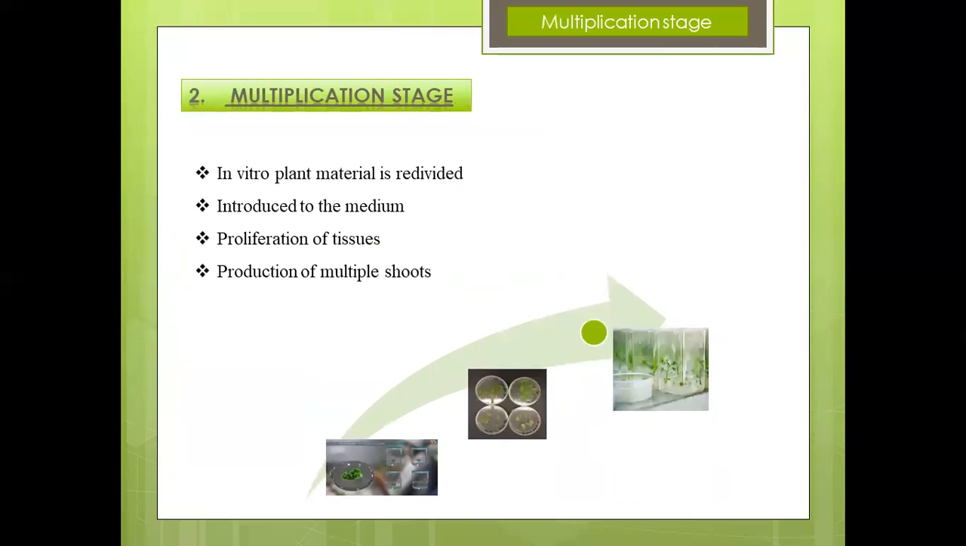The next stage is the multiplication stage. The multiplication stage is the second step of tissue culture, where the in vitro plant material is divided and then introduced into the medium. There, the medium is composed of appropriate components for growth, including regulators and nutrients. These are responsible for proliferation of the tissue and the production of multiple shoots.